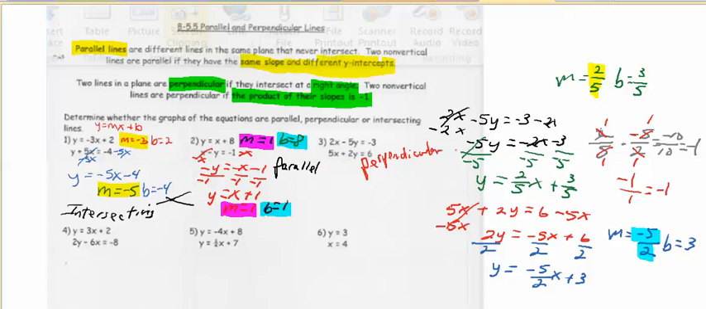And a quick way, so you don't have to do all the multiplication, is if you look at the slope, and if it's flipped over with the opposite sign, they're perpendicular. So 2 over 5, 5 over 2, and one's negative, then it's a perpendicular line, so you don't have to go through all the proving of it. Okay, next one.